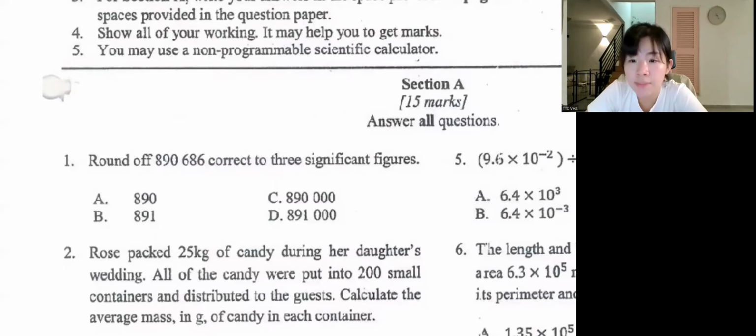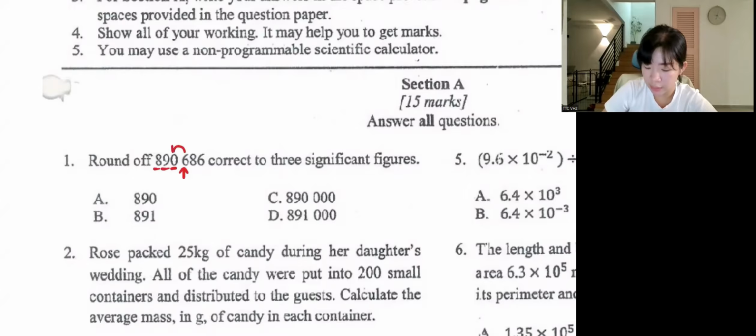Okay, so the answer is three significant figures, 1, 2, 3, and look at the fourth digit. So it is 6. 6 needs to carry forward. So the answer is D. Don't choose A and B. The value is not the same at all. Okay, so the answer is D.